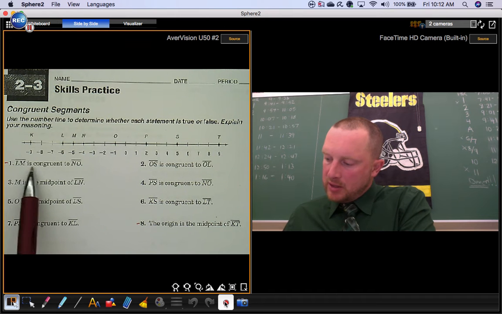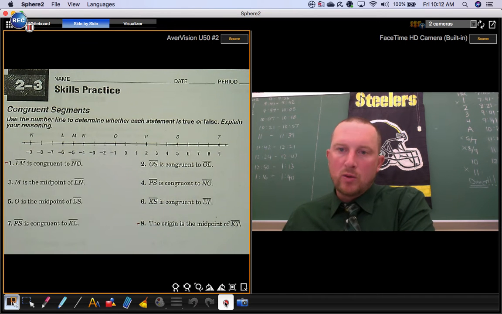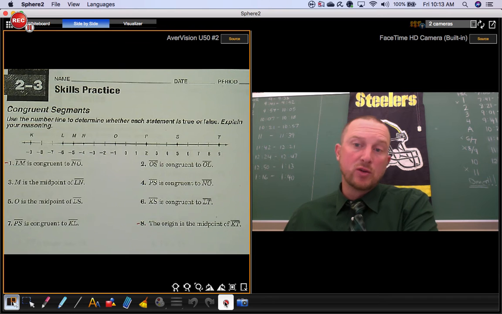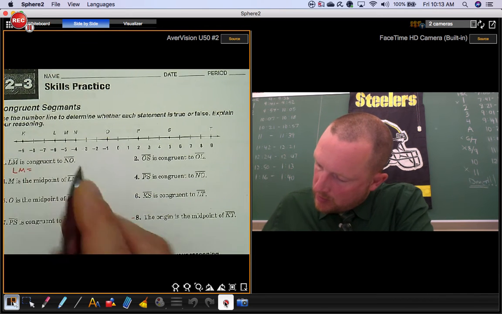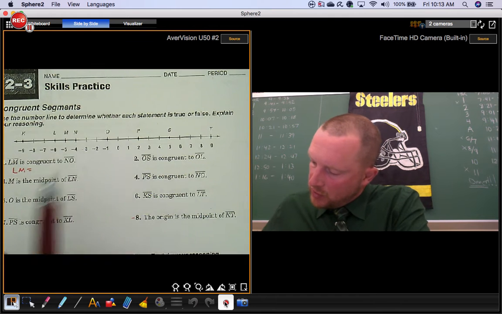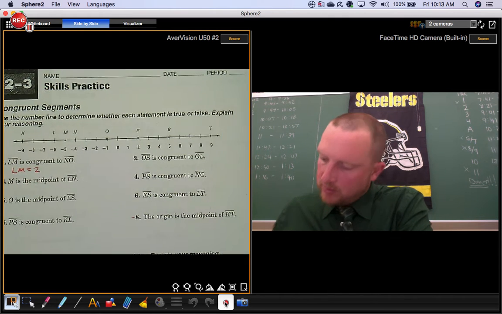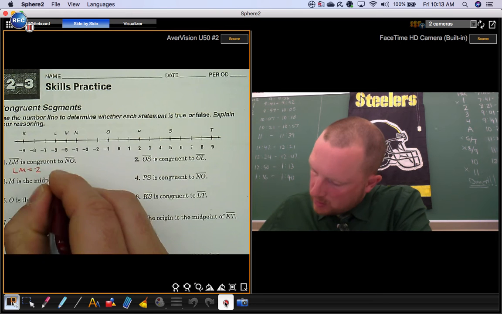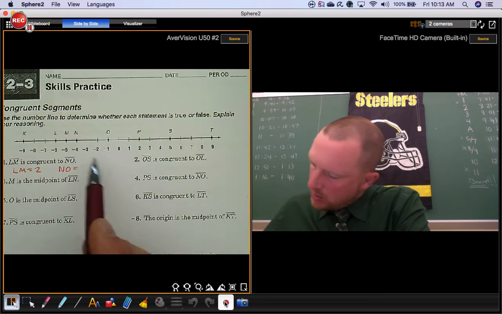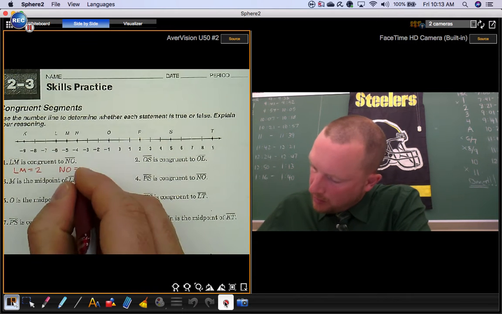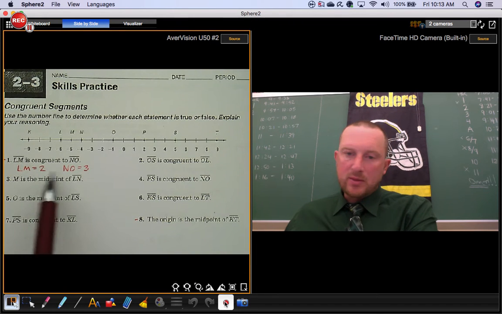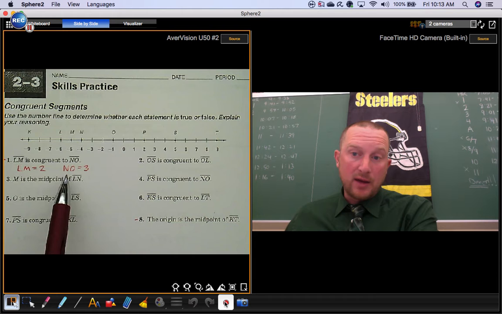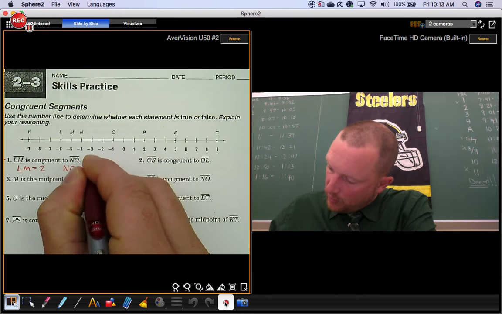Segment LM is congruent to segment NO. That's the statement. Is that true or is it false? Segment LM has a length of 2 if you count. Segment NO has a length of 3. Congruent segments have the same length. These do not have the same length. This is a false statement.